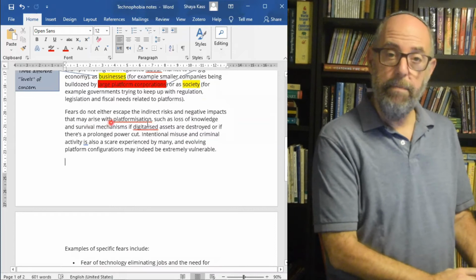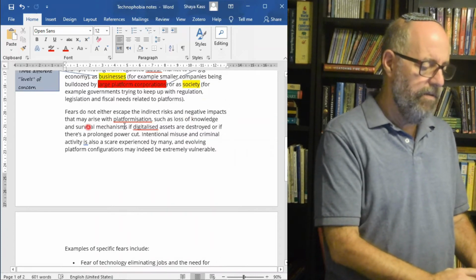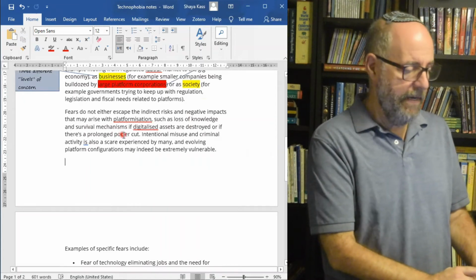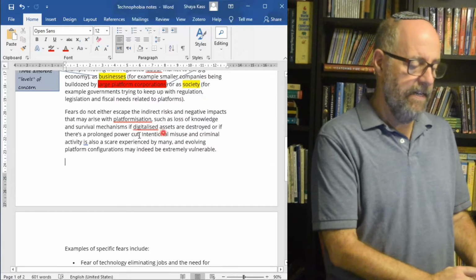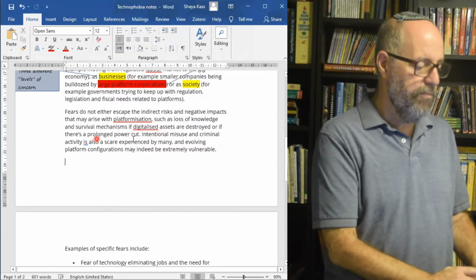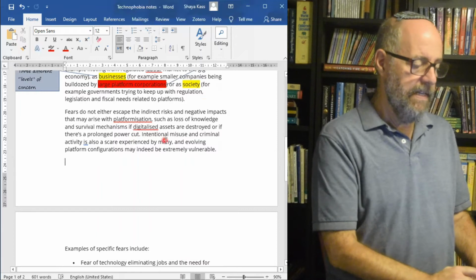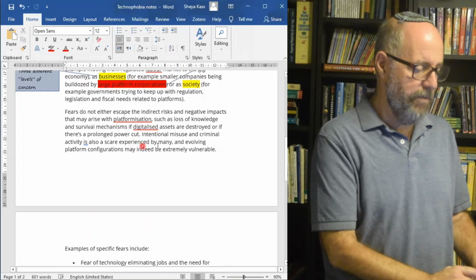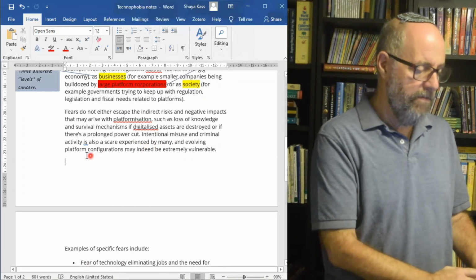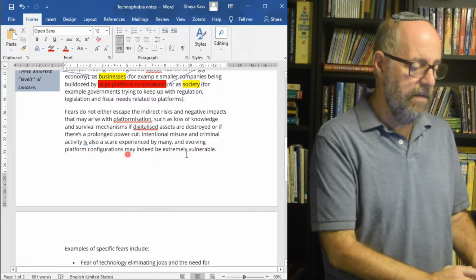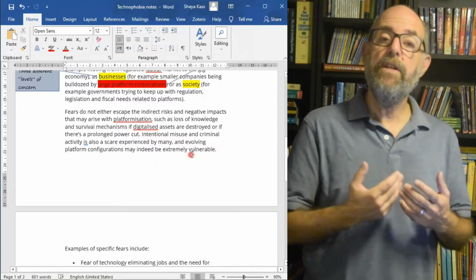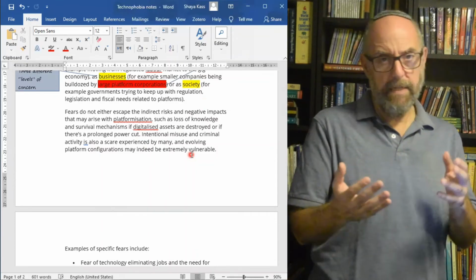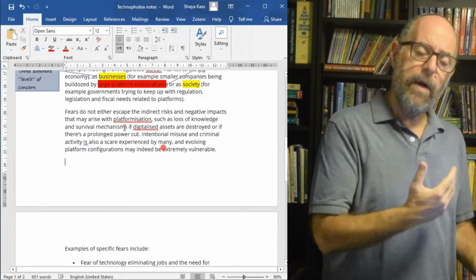Fears do not escape the indirect risks and negative impacts that may arise with platformatization, such as loss of knowledge and survival mechanisms, if digitalized assets are destroyed, or if there's a prolonged power cut. Intentional misuse and criminal activity is also a scare experienced by many. And evolving platform configurations may indeed be extremely vulnerable. So here's another reason to be fearful. I guess these are both individual and societal. So what's the fear here?